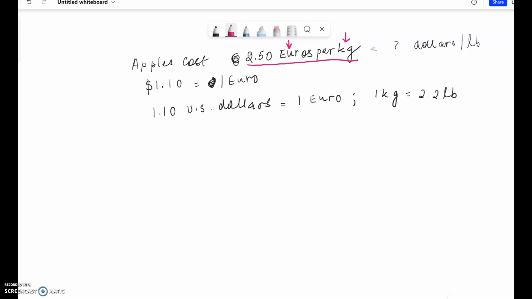Now we're going to look at the price of apples in dollars per pound. So we're going to change the units from euros to dollars and from kilograms to pounds. And here are the equations that we could use. So our first equation is 1.10 US dollars is 1 euro and 1 kilogram is 2.2 pounds.